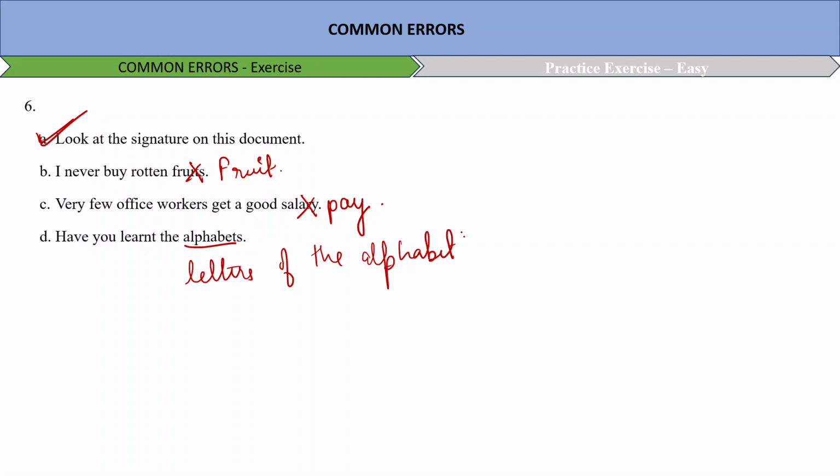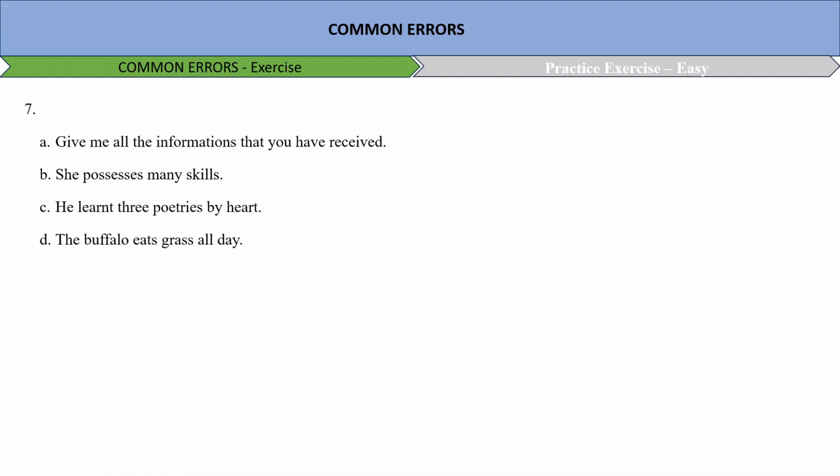This is appropriate. Okay. Moving on. Give me all the informations that you have received. She possesses many skills. He learned 3 poetries by heart. The buffalo eats grass all day.